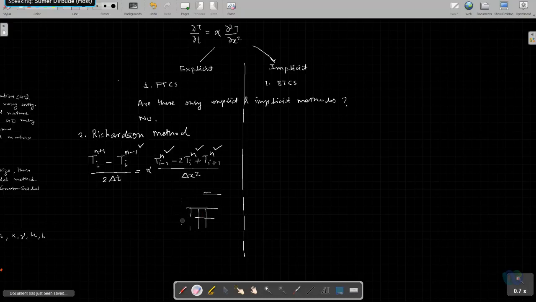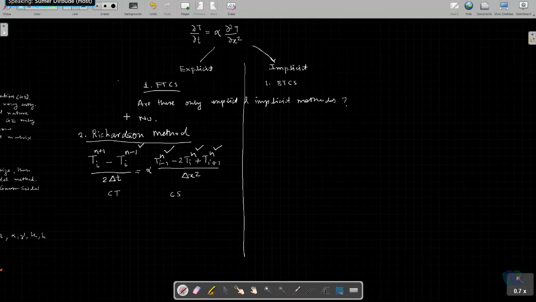So this is central in time and central in space, CTCS. This is called the Richardson method. CTCS is a Richardson method. You can use this method also and find the Ti n plus 1. In the exams you may be asked to do it with this method, or if it is not specified, you are free to use any method.